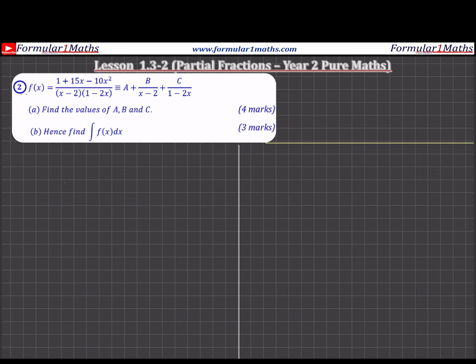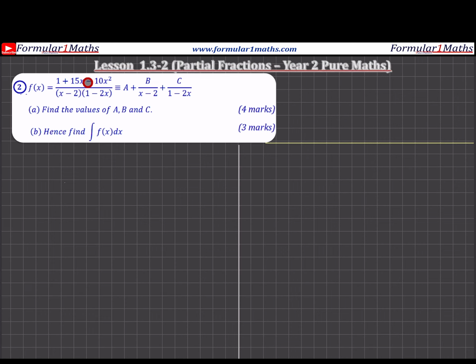Question 2. f of x is equal to 1 plus 15x minus 10x squared all over x minus 2 times 1 minus 2x, which is equivalent to a plus b over x minus 2 plus c over 1 minus 2x. A. Find the values of a, b, and c. B. Hence, find the integration of f of x with respect to x. So first of all, we have to resolve this fraction into partial fractions.